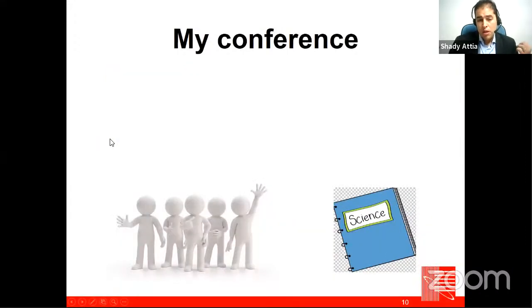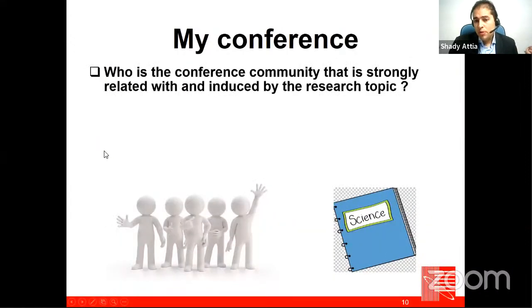Now, when we write a conference paper, we should ask ourselves, who is the conference community that is strongly related with and induced by the research topic? Because once you answer this question, you will be able to better select the topic, and you will be able to make sure that what you're writing corresponds to this community.